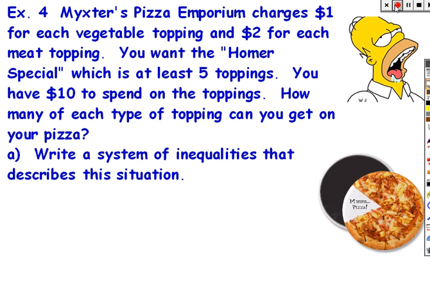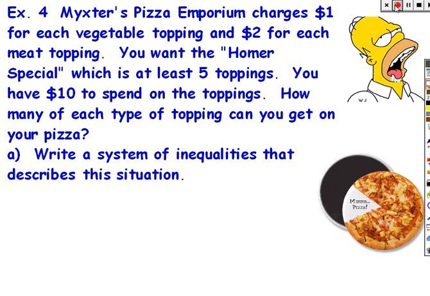Okay, last example. Maybe you've been watching the Simpsons marathon. Meister's Pizza Emporium charges $1 for each vegetable topping and $2 for each meat topping. You want the Homer special, which is at least 5 toppings. You have $10 to spend on the toppings. How many of each type of topping can you get on your pizza?